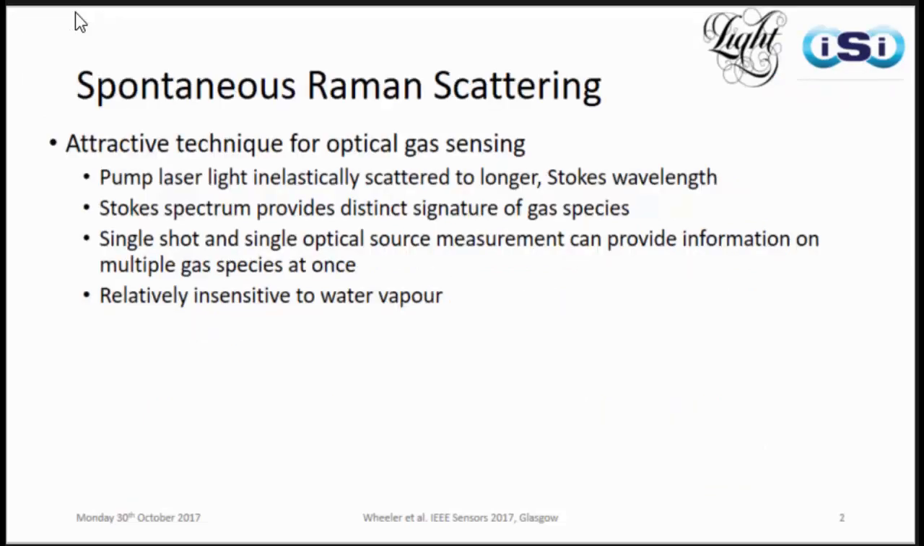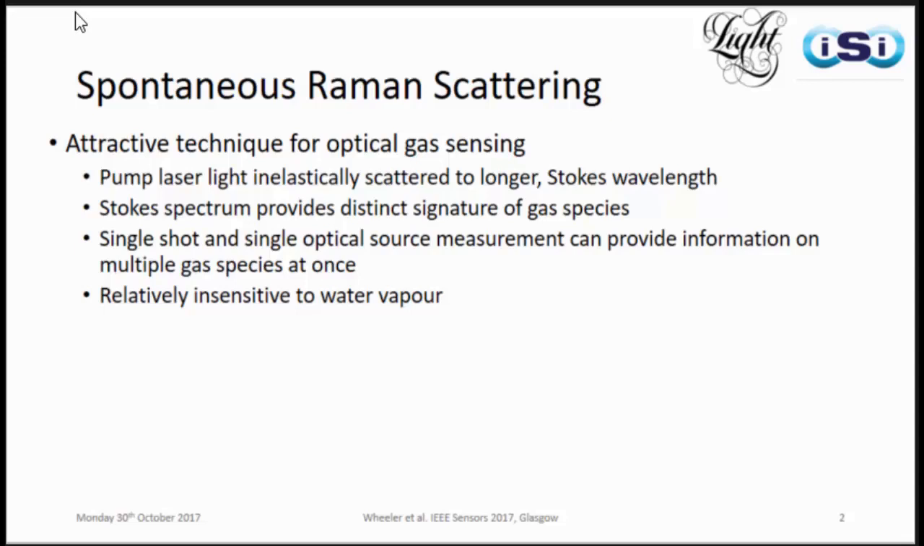So spontaneous Raman scattering is an inelastic scattering technique whereby pump photons, through scattering with molecules, can be scattered to produce Stokes photons, which typically have a longer wavelength or a lower energy. The Stokes spectrum provides a distinct signature of the gas, which is what I should say we're talking about gas sensing here. So we're talking about Raman gas sensing. So it provides a distinct signature of the gas species.